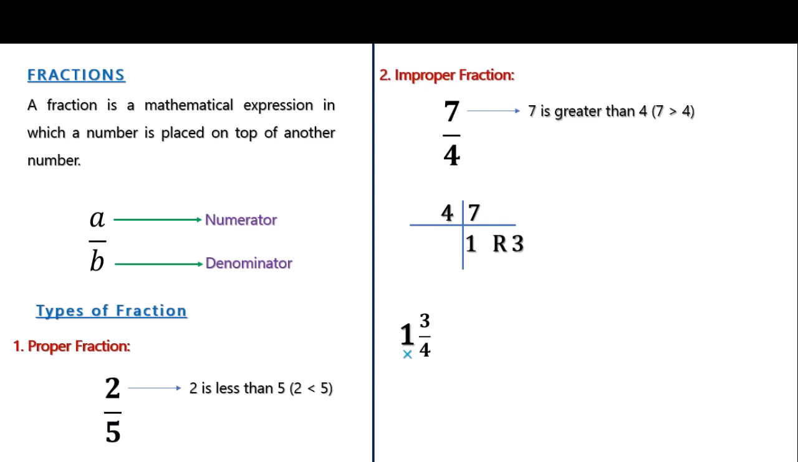We can also take this back to 7 over 4, the improper fraction we had earlier. What you do is multiply the current denominator, which is 4, by the whole number 1. Then you add 3 to it, which is the numerator. Then you divide by 4. Then what you get is your original improper fraction, which is 7 over 4.